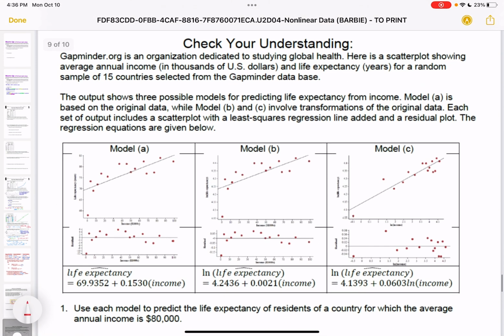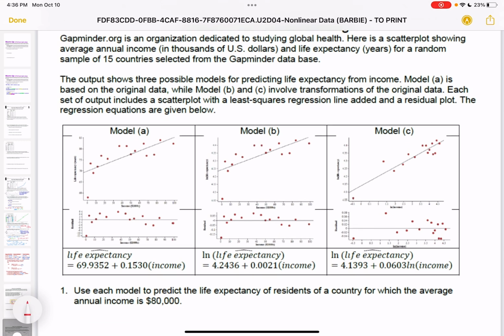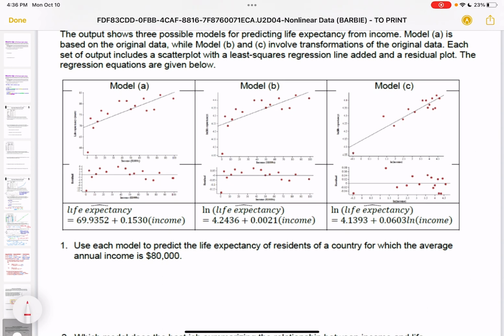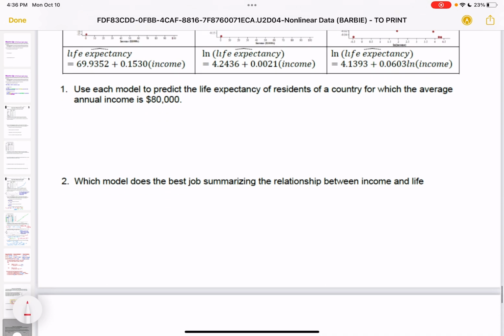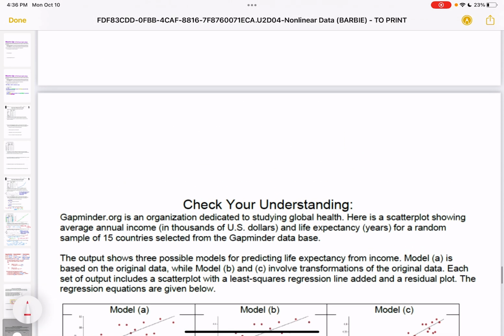There's a second check your understanding there, where we give you several scatter plots with their residual plots, and you want to use those to try and model the life expectancy for residents of a county. So do your very best there, and we will chat about those soon in class. Good luck. Keep up the great work.